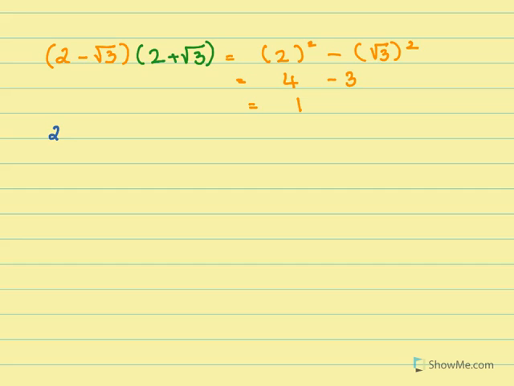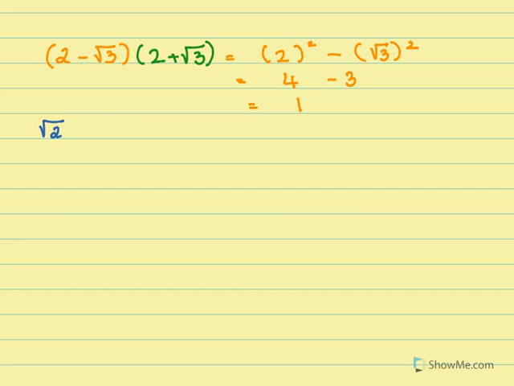For another sum, let me take 2 minus under root 3. Its conjugate, we call the rationalizing factor a conjugate. Now its conjugate, since this is a minus b, the conjugate will be a plus b. That is 2 plus under root 3. That was a repeated sum. Let me do another one.